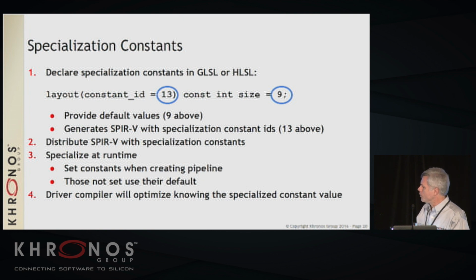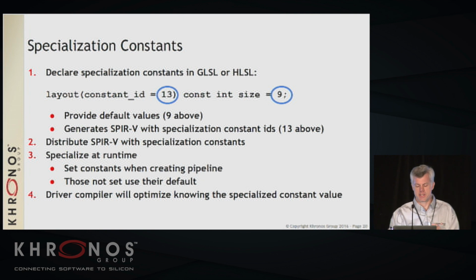So you'd put that in your GLSL shader or your HLSL shader. The HLSL can do this as well. And compile it. The SPIR-V module will have these numbers, the 9 and the 13 in it, and distribute the parameterized version with your app. And at runtime, the next page, I'll show you how you can change the constant to a specific value.